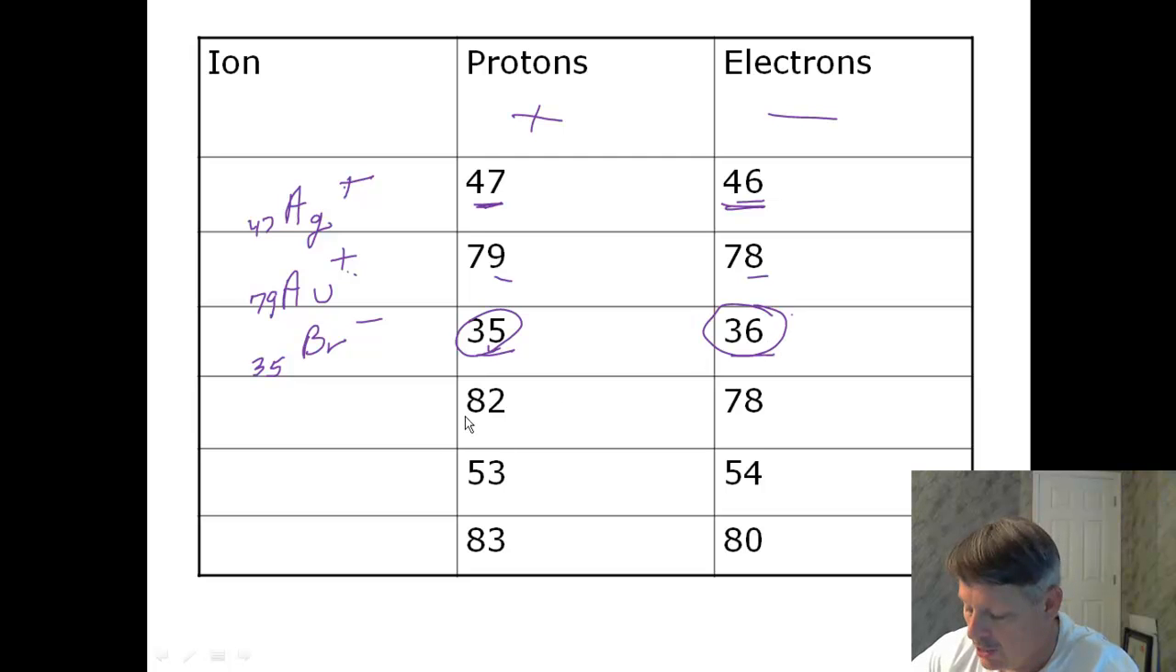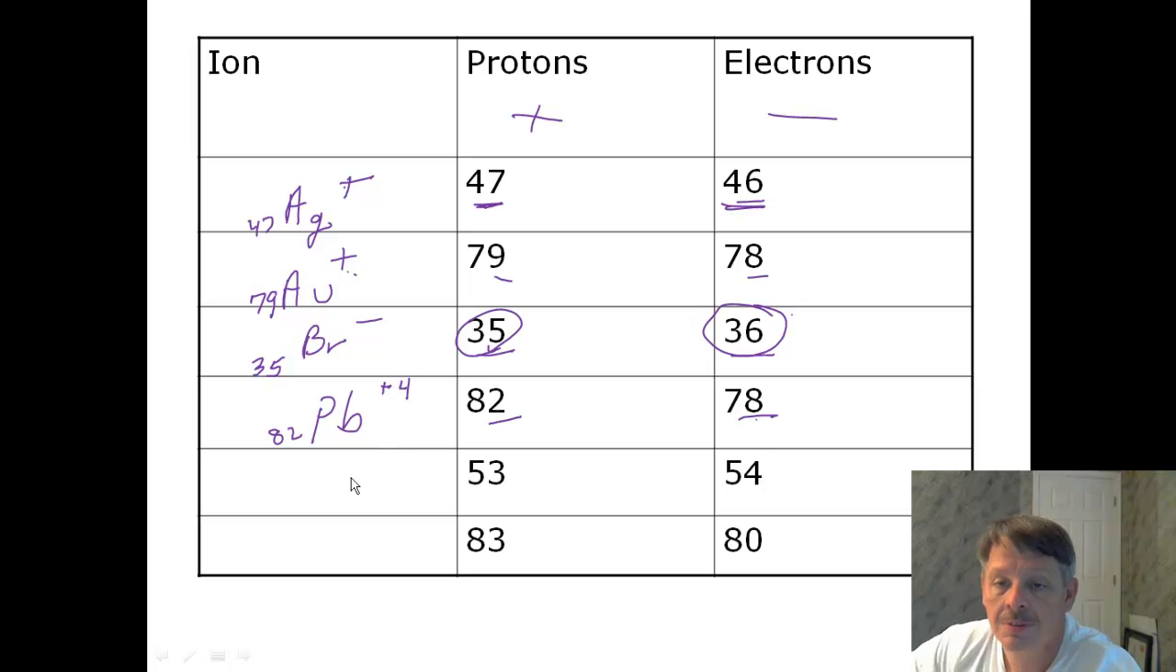How about number 82? If I look down at my periodic table, number 82 is lead. And you'll notice that there's a difference between 82 and 78 of 4. But there are more positives than negatives, so this has a positive 4 charge. All right, when I look at my charges here, it's going to be negative, and it's going to be -1 because there's only a difference of 1. I have to make sure I figure out what 53 is. 53 is iodine. And it's going to have a negative charge because there's 1 extra electron compared to the number of protons.